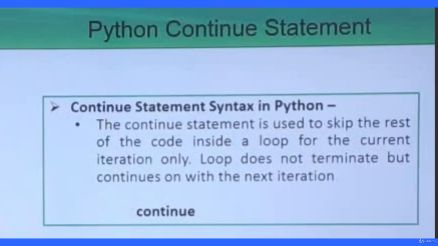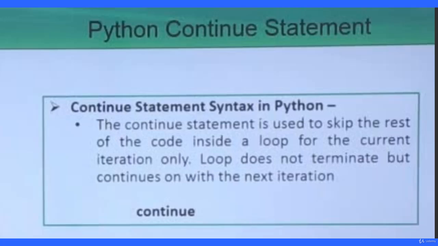That means, suppose we have 10 statements in the loop. On the 5th statement we have written continue, and whenever we execute this continue, the remaining 5 statements, that is statement number 6 to statement number 10, will remain unexecuted. Again the test condition will get the control, the condition will be checked, and if the condition is true the looping will be done again, otherwise it will come out of the loop.